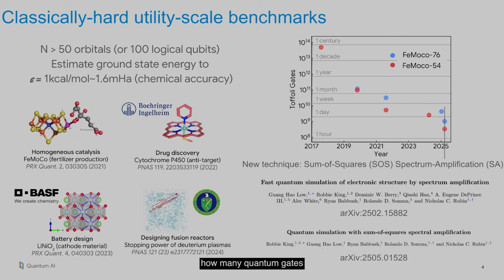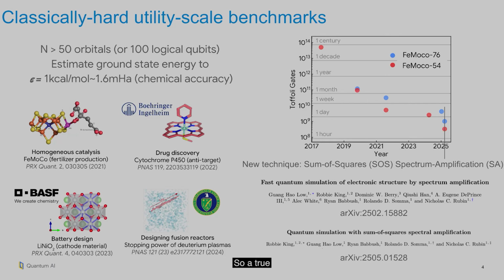We want to look at how many quantum gates we need, how many logical qubits we need to solve problems on the scale of 50 orbitals, estimating the ground state energy to chemical accuracy. And there are quite a few benchmark molecules that have been studied that fall into this class. For instance, if you want to look at catalysis, like nitrogen fixation, which is how you convert the nitrogen in the atmosphere into fertilizer, there's a catalyst that's based on an iron compound, FeMoco. And then there are many others, like for carbon capture and for discovering drugs. All of these are based on some kind of catalyst, and we would like to simulate the ground state energy of these catalysts in various configurations.